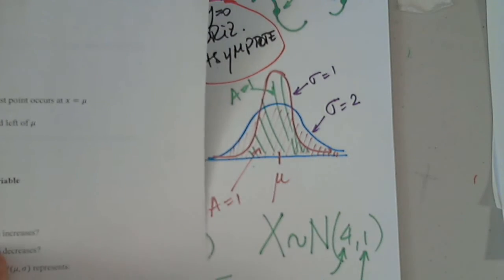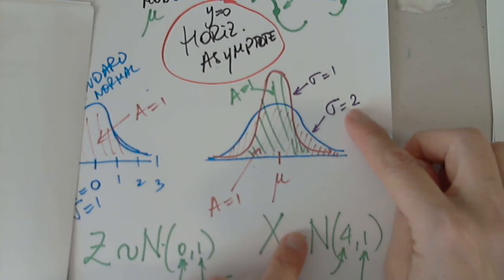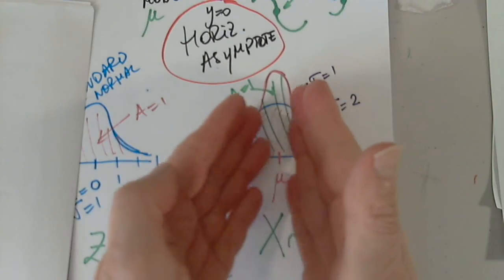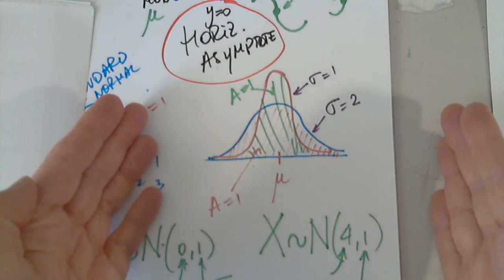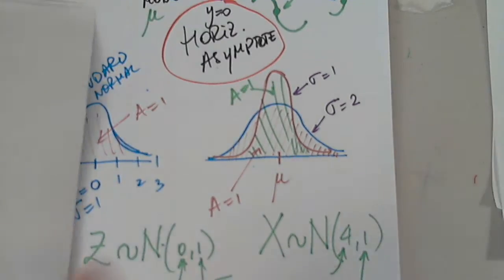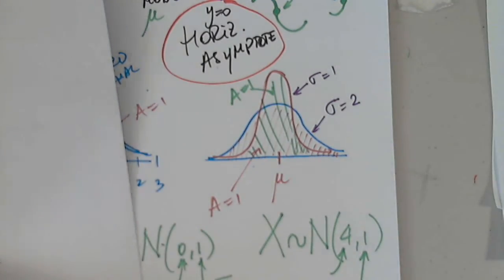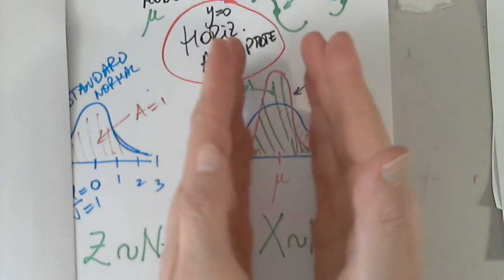What happens to the graph if the standard deviation increases? It will have more spread, like this one, the blue one. What happens to the graph if the standard deviation decreases? The graph will be more compact.